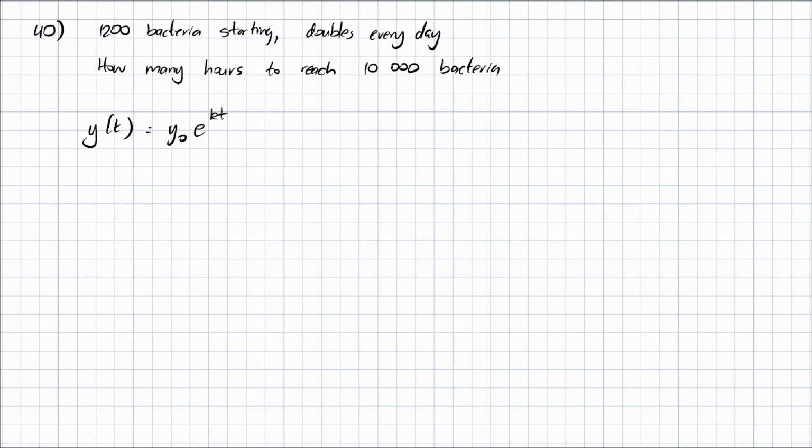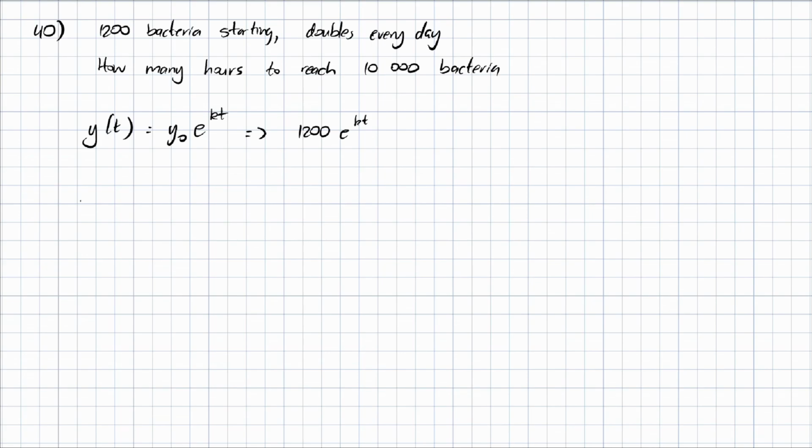Okay. So this means 10,000 equals. Wait, hold up. No, sorry, I can't do that. That means y of t. I'm just gonna do it this way. So y is my population, right? So this is 1,200 e^(kt), right? And I know that every day it doubles, right?